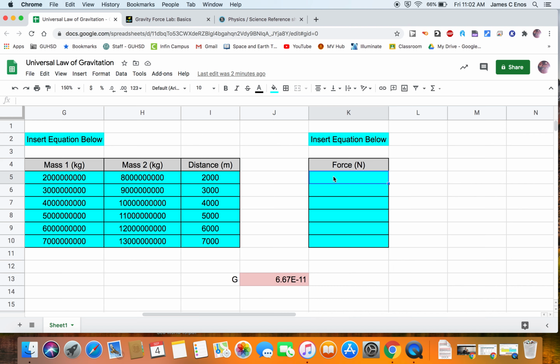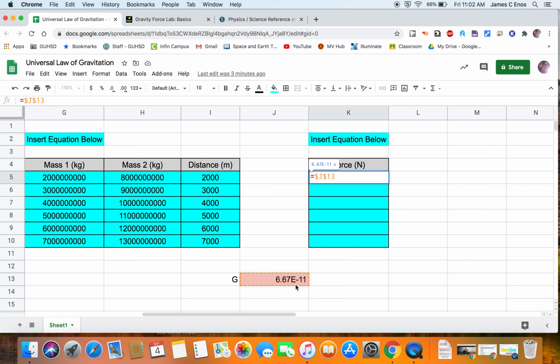To get this equation to sit, we're now going to take that this force is going to equal mass 1 times mass 2 divided by this distance squared, as well as multiplying by this constant. So, in order to get this cell to be multiplied, we're going to have this equal to star, or this $sign J, $sign 13. That's this cell right here. As you can see, it pops up.